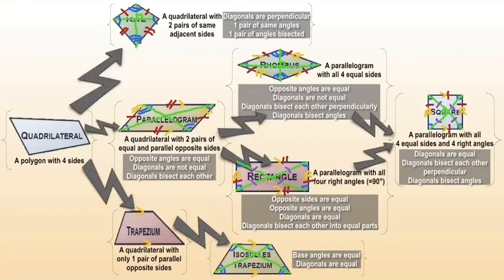Okay, so this is the relationship between the quadrilaterals, and make sure that you remember all of the properties of each of them, because while you are solving the questions in your exercise book, you will need to know each of the properties so that you know how to solve it.